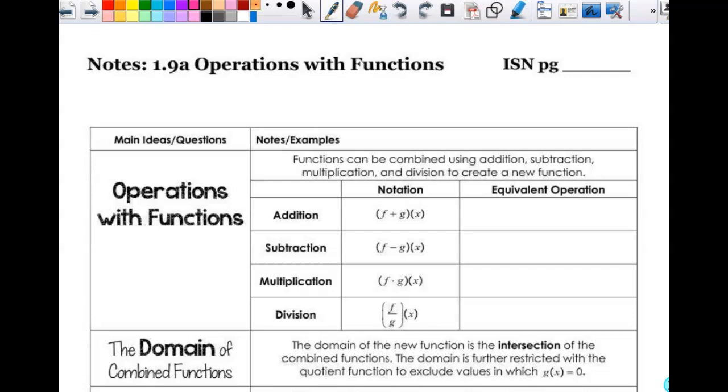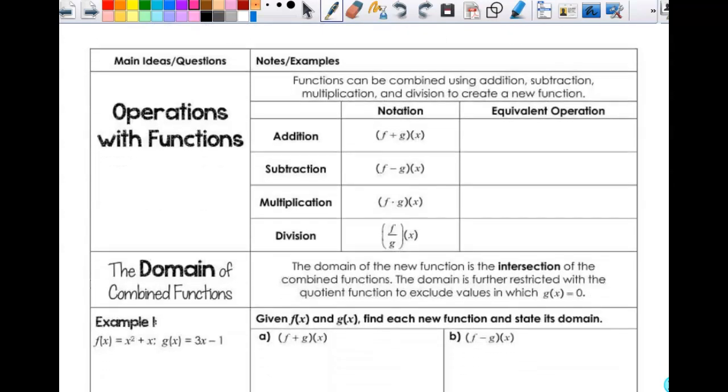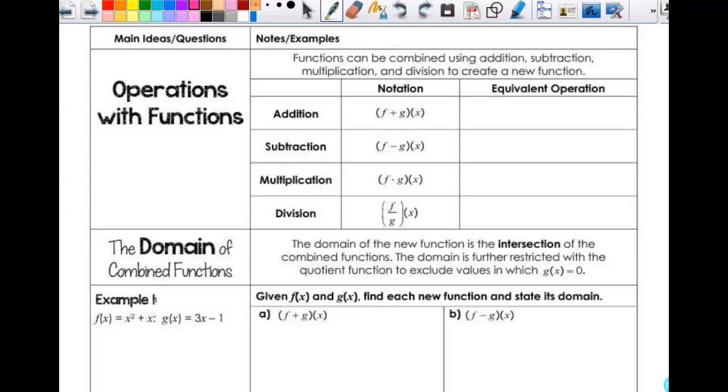Okay, so we've graphed some functions. We're going to look at some operations with functions. There's two different types of things. This is operations with functions. This is not composition of functions. We'll talk about that in the next lesson.